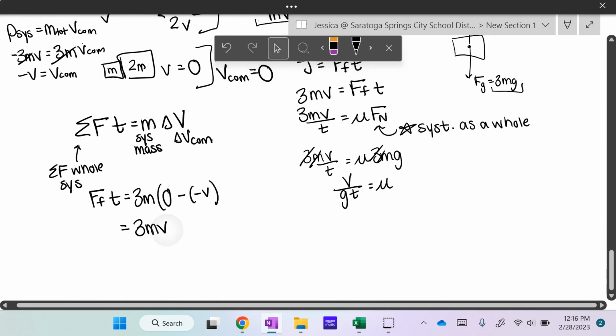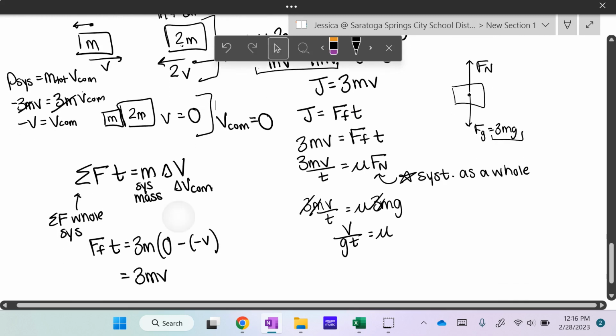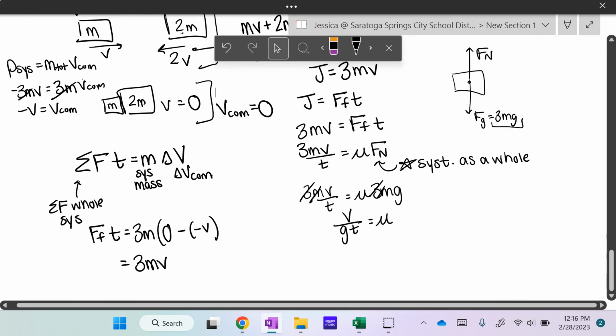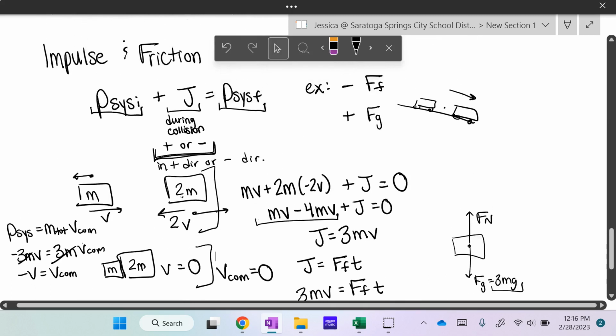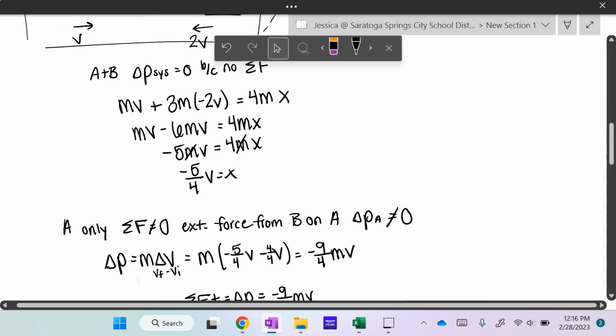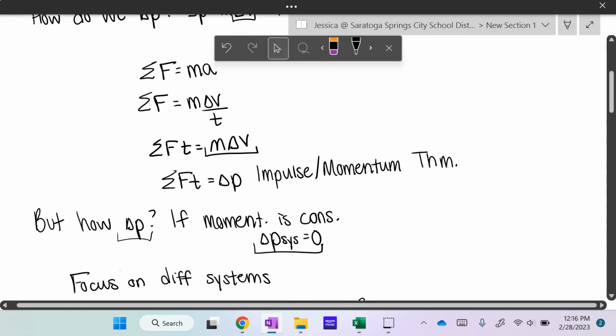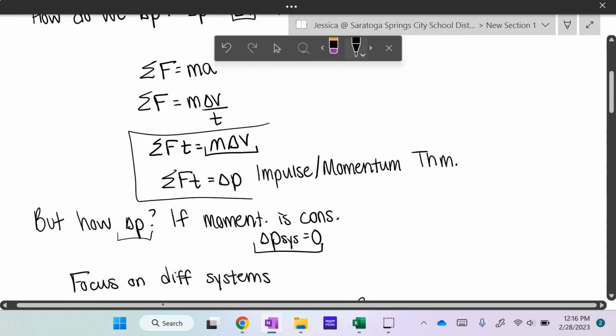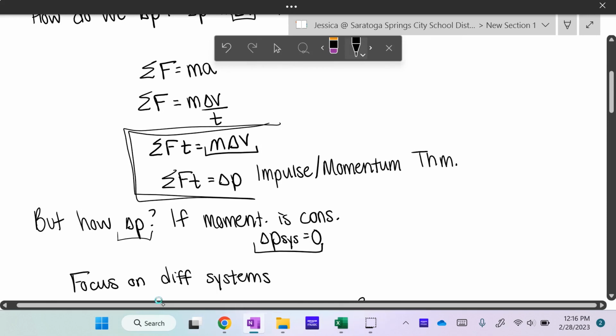All right, so when we talk about graphs of impulse and stuff like that, we'll talk more about how external forces can change the momentum of the system. But for now, just focus on the math behind change in momentum, which is these two equations here. All right, that's it.